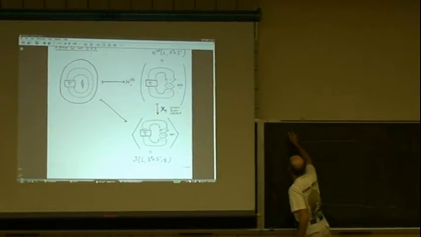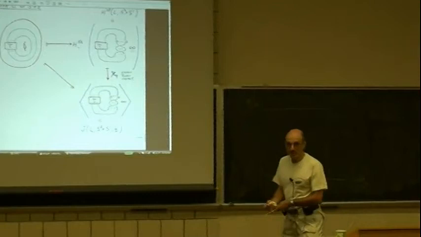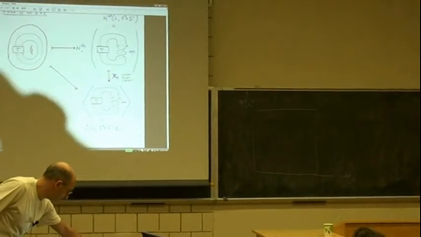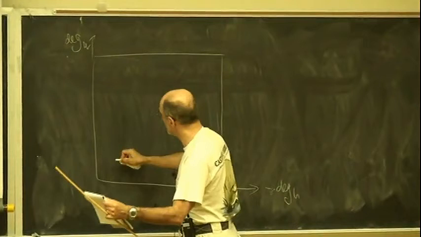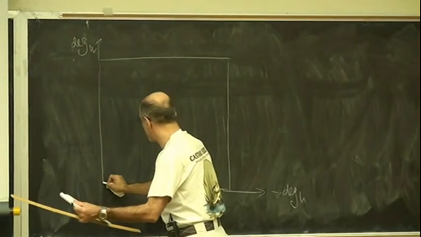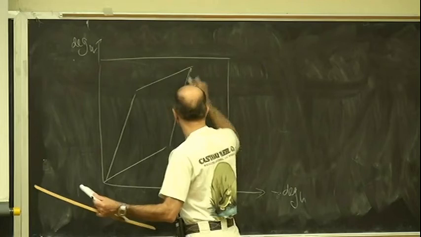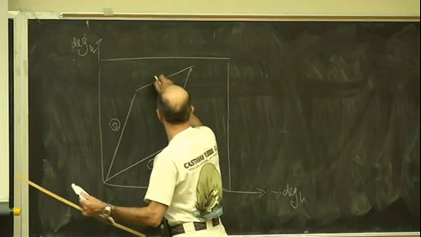Then you will see the following. You will see a cloud, so the non-zero homology will be concentrated in a certain region which roughly has the shape of a parallelogram with the slope 1, with the slope 2, and slope 1.